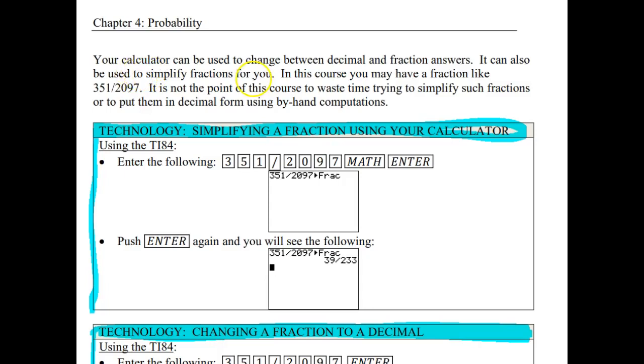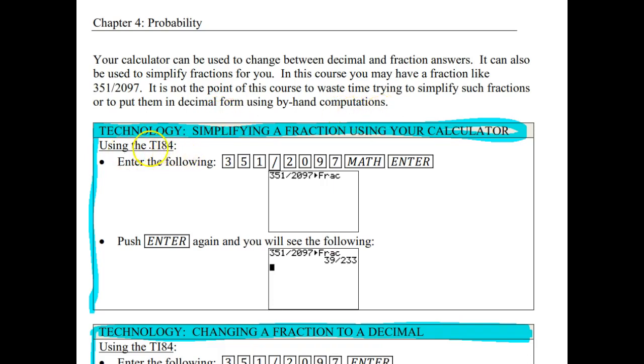So your calculator can be used to change between decimal and fraction answers. It can also be used to simplify fractions for you. So in this course, you may have a fraction like 351 over 2097. It is so not the point of this course to waste time trying to simplify such fractions or to put them in decimal form by using by-hand computations.